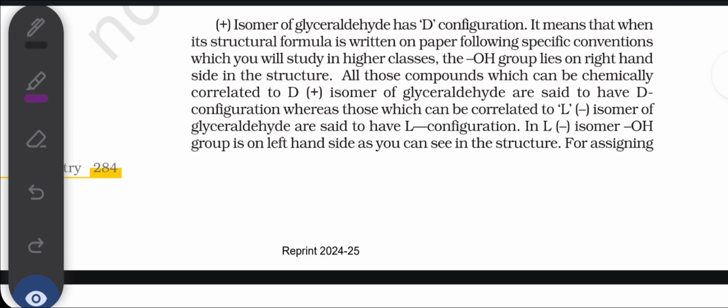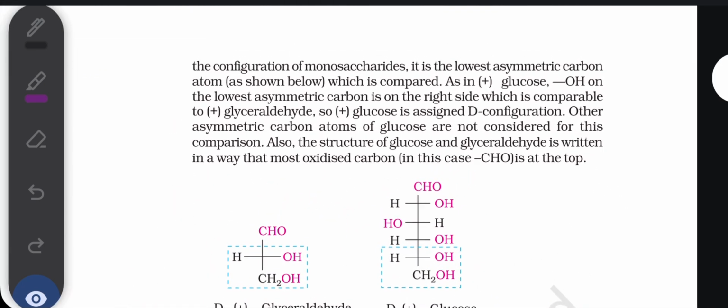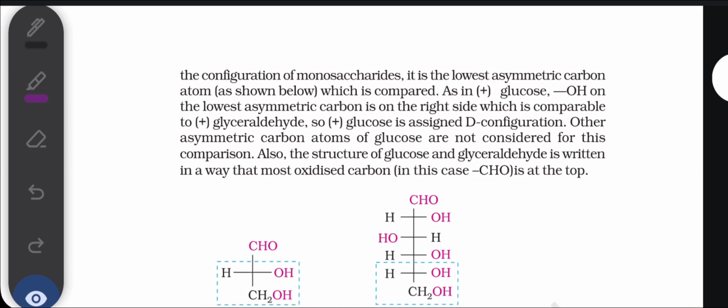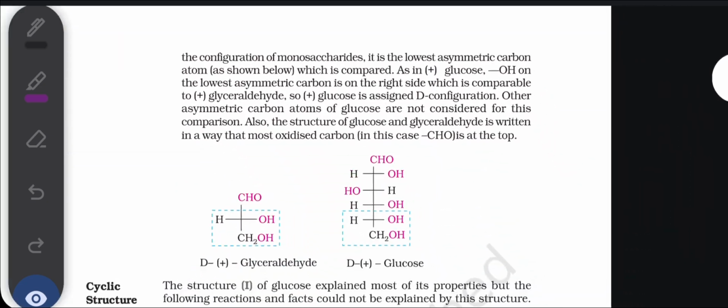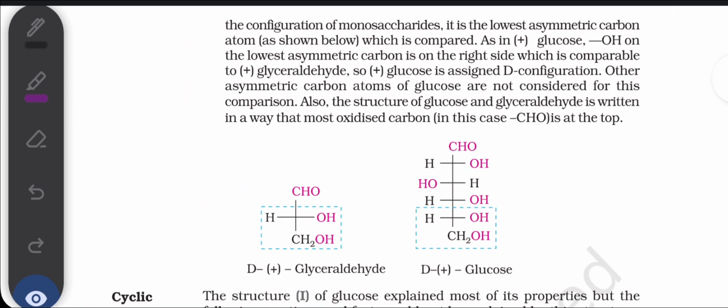For assigning the configuration of monosaccharides, as in glucose, it is the lowest asymmetric carbon atom which is compared. Asymmetric means the chiral carbon. As in glucose, OH on the lowest asymmetric carbon is on the right side, which is compared to the plus glyceraldehyde. So plus glucose is assigned D configuration. Other asymmetric carbon atoms of glucose are not considered for this comparison. Also, the structures of glucose and glyceraldehyde are written in a way that the most oxidized carbon is at the top.